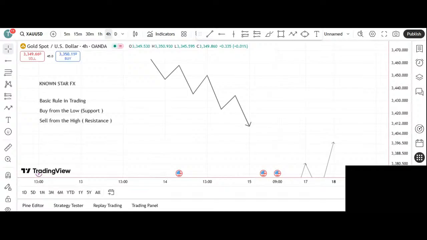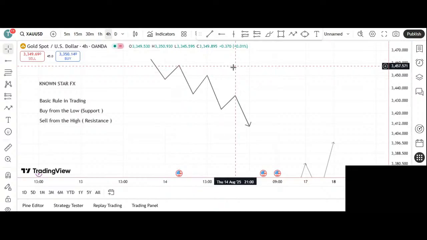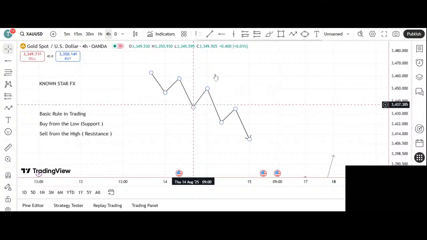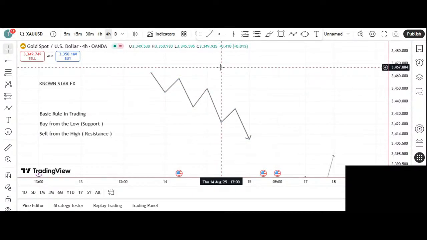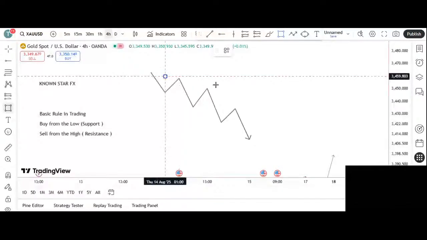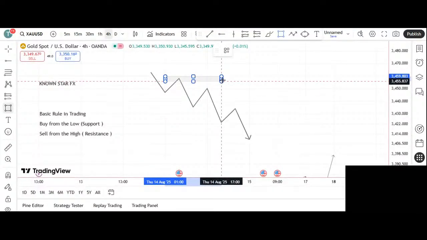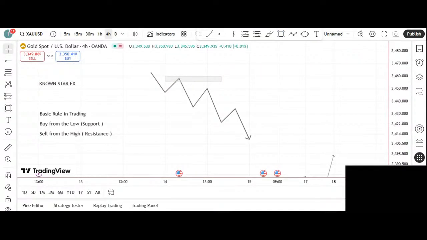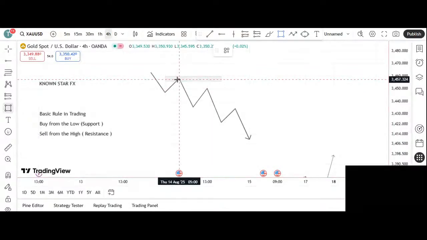Okay. So in this scenario we have right here, we have a resistance level right here, right? Because that was your last high, right? Are you following? That was your last high. Now, the market is turning to the downside. This was your previous resistance level.